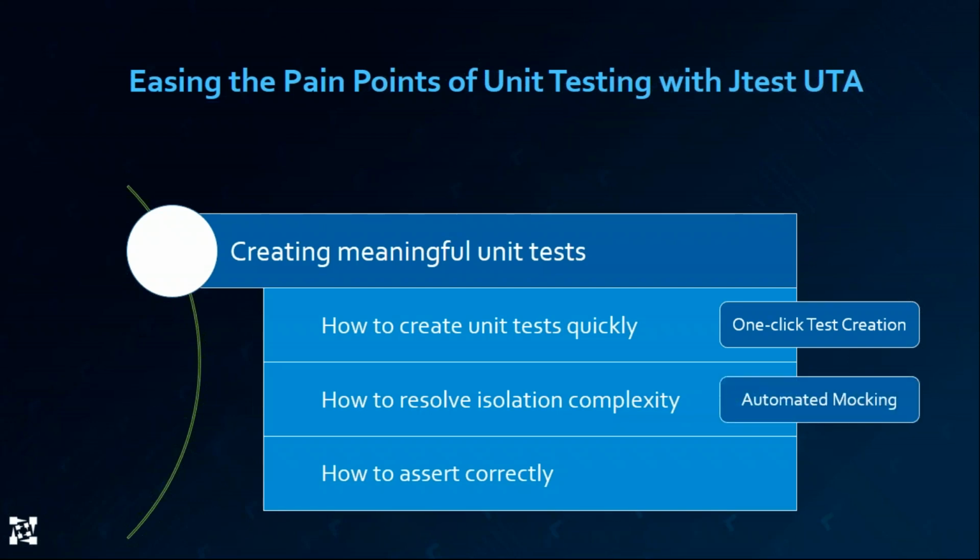The second thing is isolation. Now, what we showed you there was, in essence, a fully automated mock. So that was created just by interrogating the code.